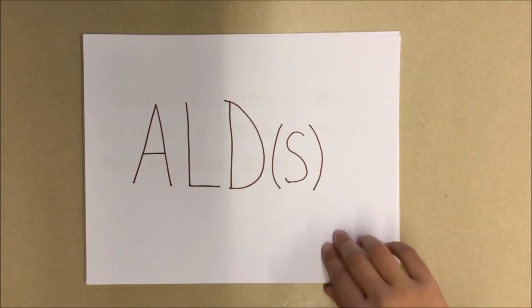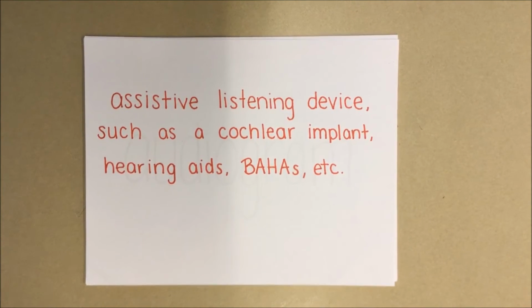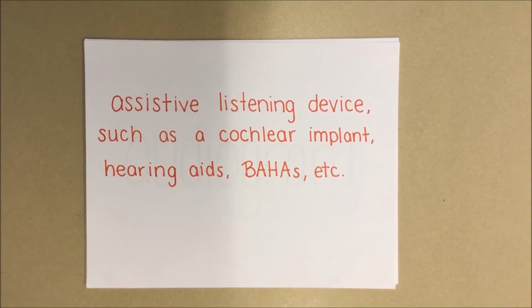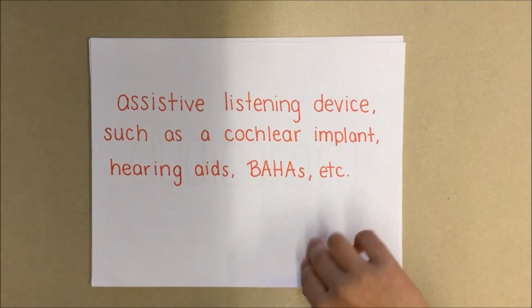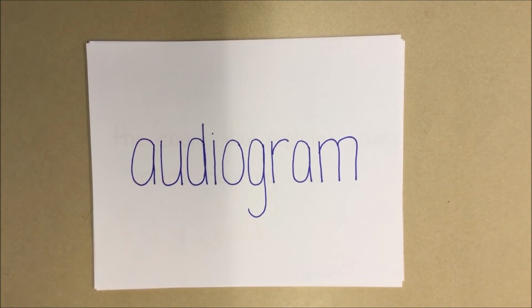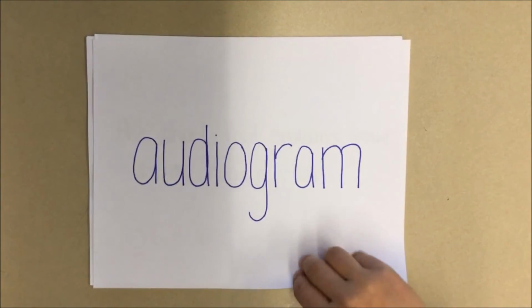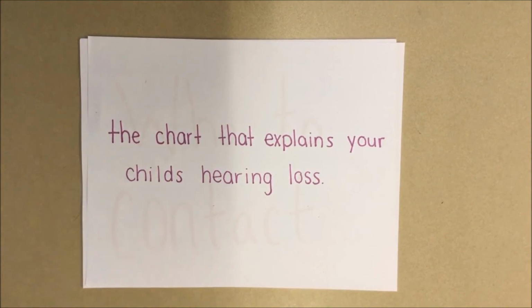ALDs: assistive listening devices, such as a cochlear implant, hearing aid, BAHAs, etc. Audiogram: the chart that explains your child's hearing loss.